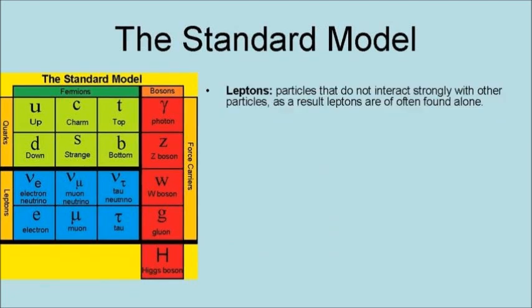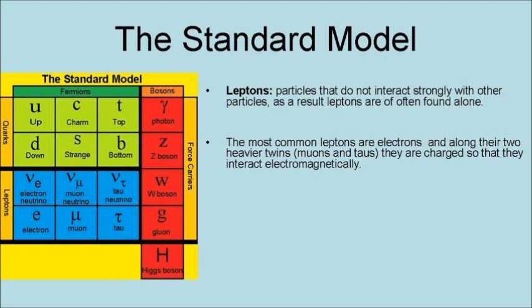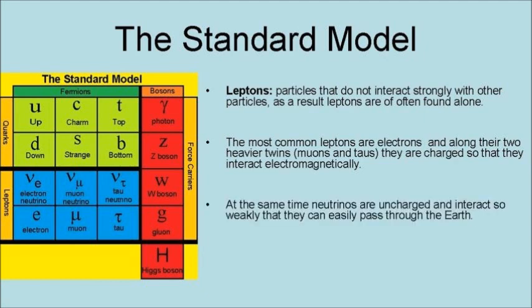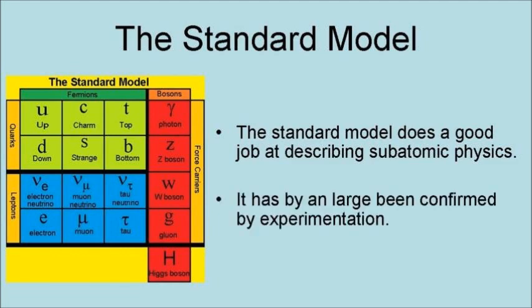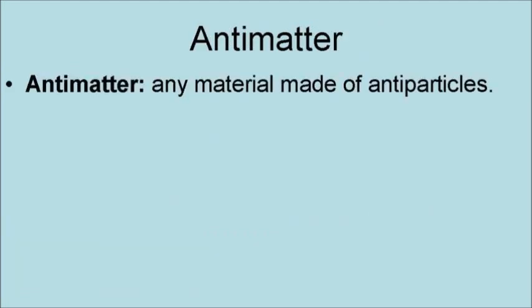Leptons are particles that do not interact strongly with other particles, so as a result, leptons are often found alone. The most common leptons are electrons, and along with their two heavier twins, the muons and the taus, they are charged so that they interact electromagnetically. At the same time, neutrinos are uncharged, and they interact so weakly that they can easily pass through the Earth. There are six types of leptons and their anti-leptons. The standard model does a good job at describing subatomic physics, and it has by and large been confirmed by experimentation.